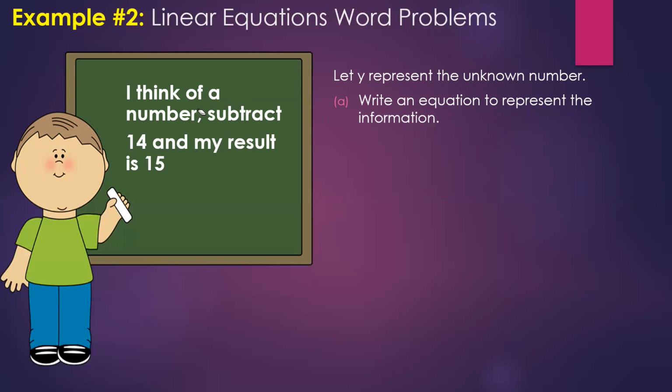I think of a number, subtract 14, and my result is 15. Write an equation to represent this information. Put your answer inside the chat, please. Excuse me, Mr. Petit. Go ahead. Yes, you can. I think of a number. Let's call that number y. I subtract 14 and my result is 15. Write an equation to represent this information. I need everyone to answer, please.